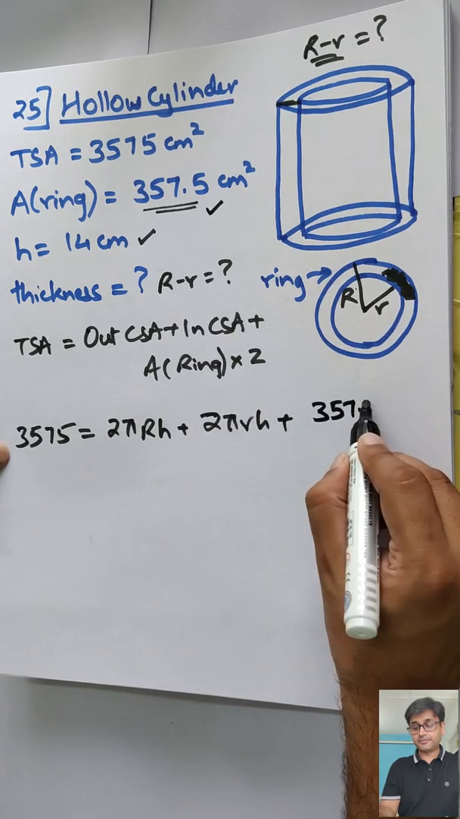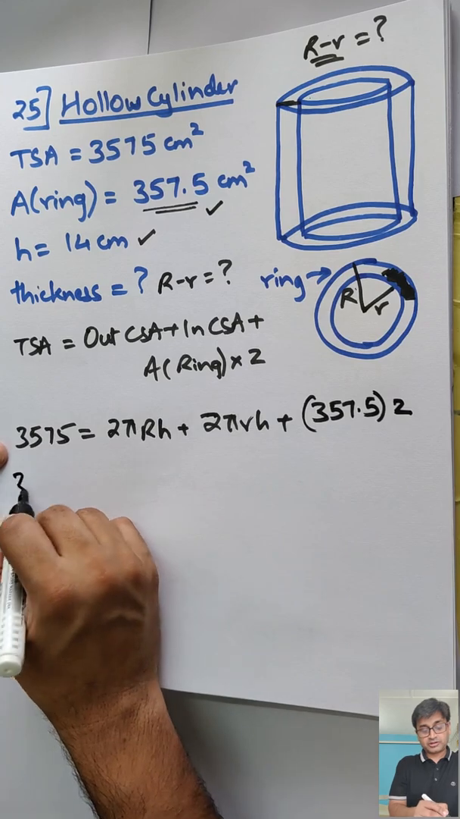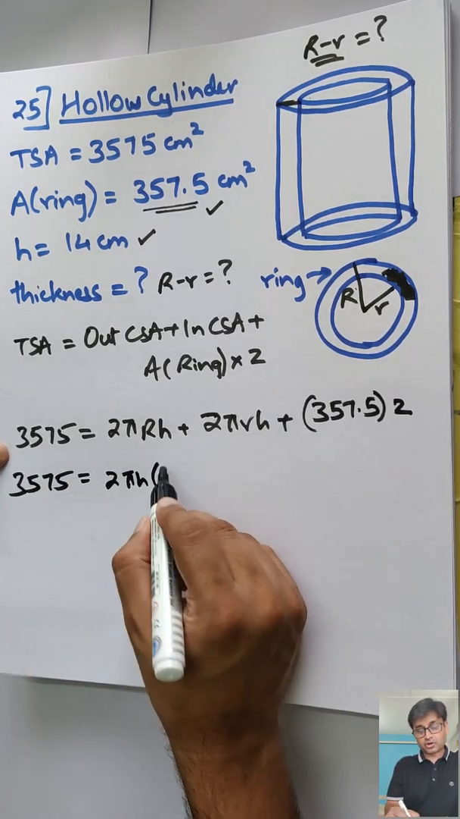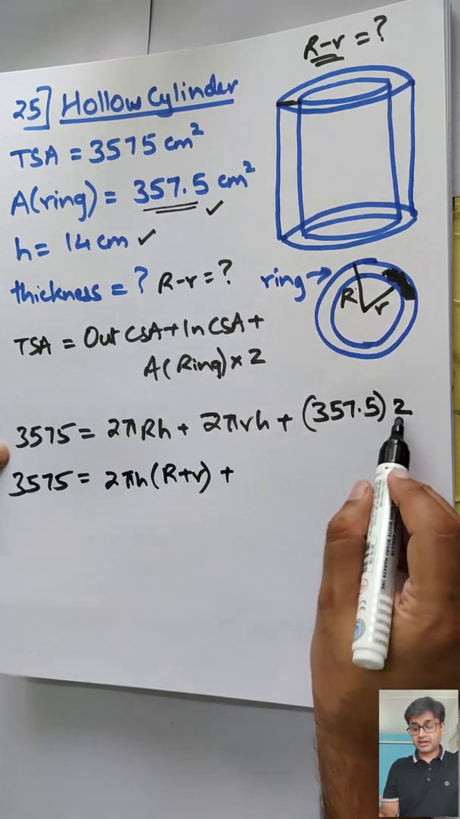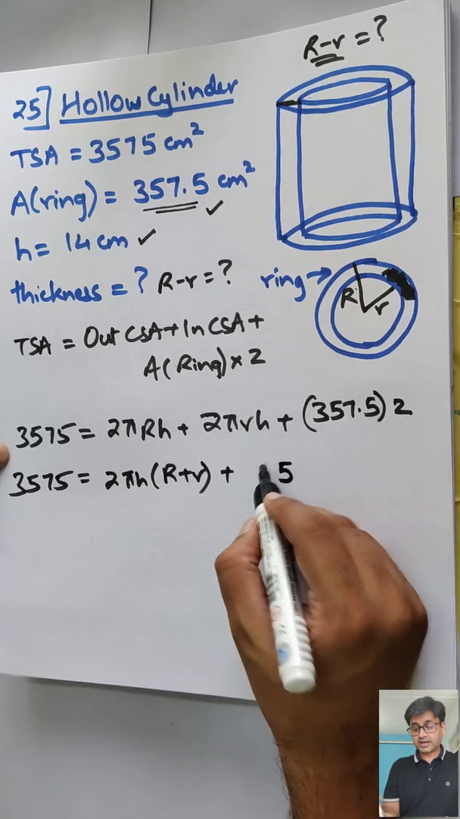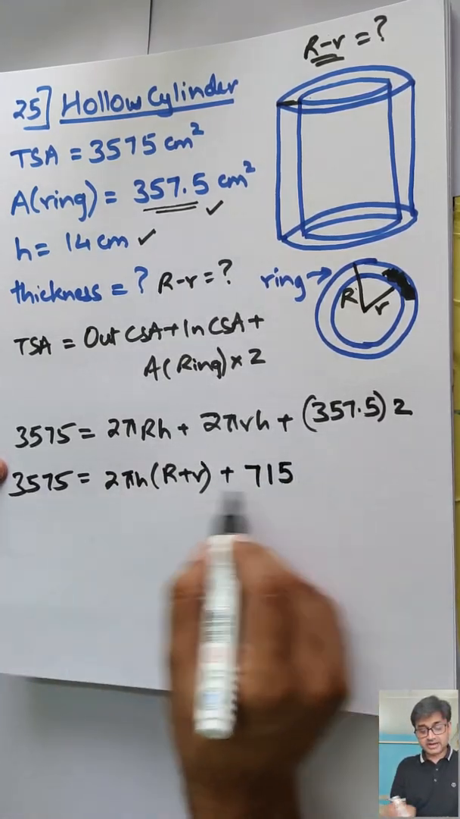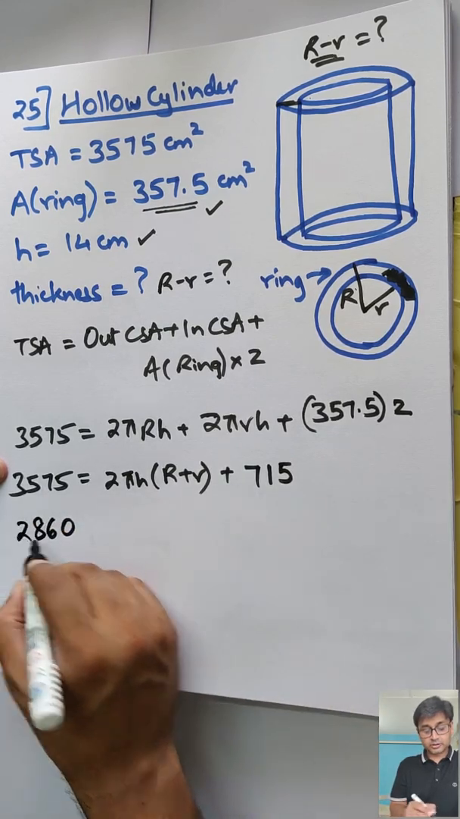So 357.5 multiplied by 2 rings. Okay, so 3575. Here I can pull out 2 pi h common. What is left is R plus r. Let's multiply. So 10, 14, so 715. Bring this on this side and subtract.